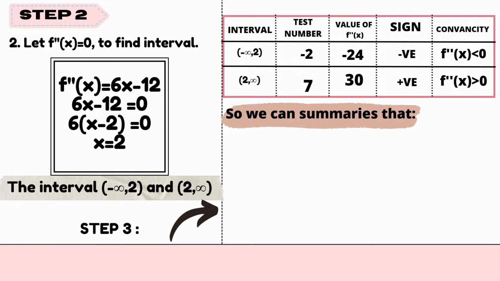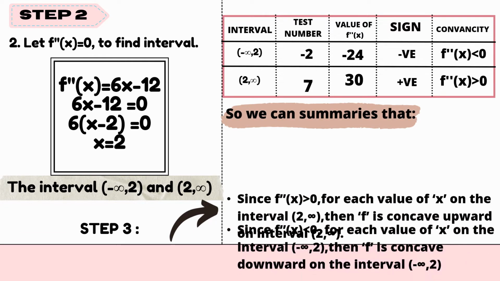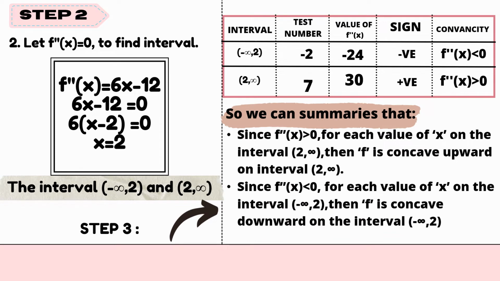After we get all the values of x and f'', we can summarize them. Since f'' is more than 0 for each value of x on the interval 2 to positive infinity, then f is concave upward on the interval 2 to positive infinity. Since f'' is less than 0 for each value of x on the interval negative infinity to 2, then f is concave downward on the interval negative infinity to 2.